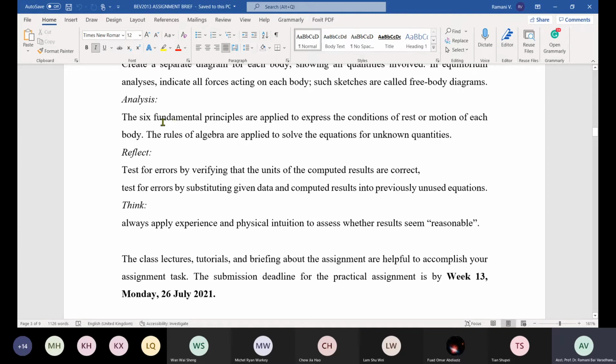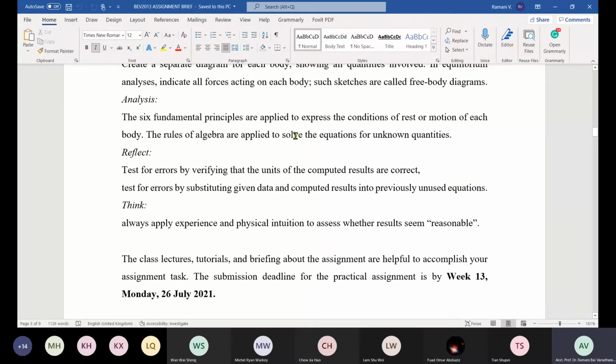The 6 fundamental principles are applied to express the conditions of rest or motion of each body. The rules of algebra are applied to solve the equations of unknown quantity. It depends whether you are applying algebra or the equation that is already derived, like just now we show for Mohr circle. Whatever the equation that is applicable, you have to adapt and solve them.